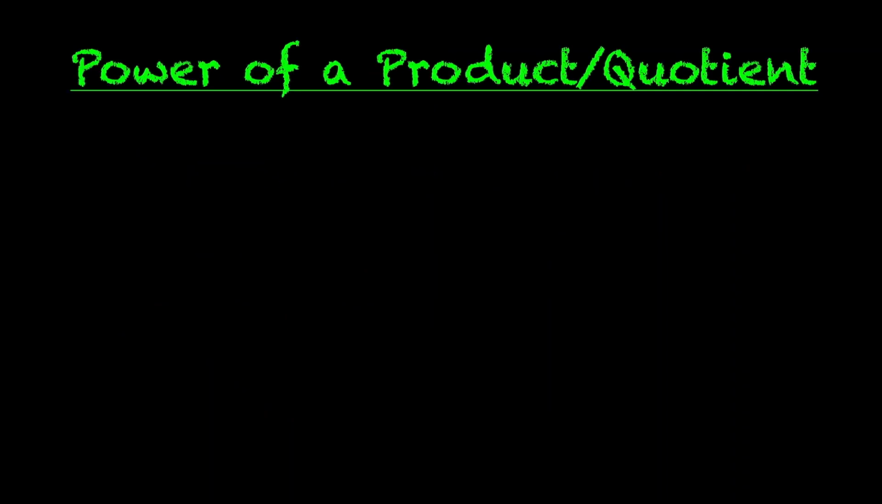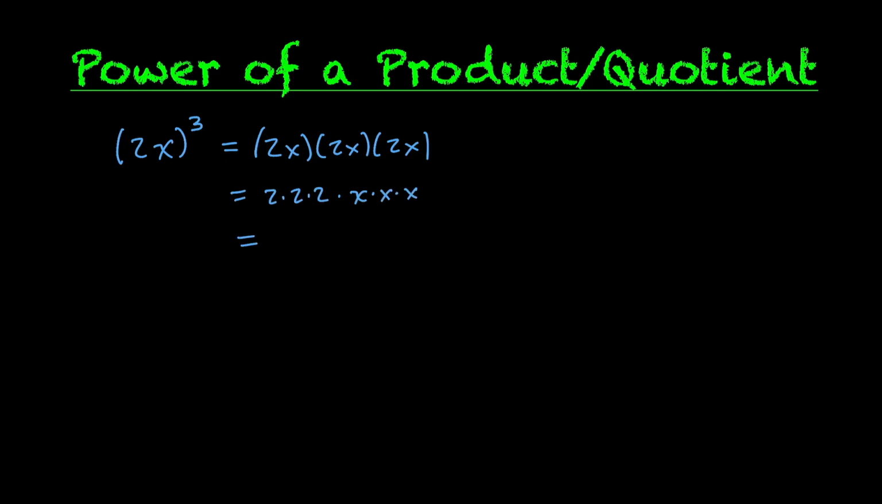So next, let's take a look at what happens when you have a product, let's say 2x raised to a power, so 2x to the third, for example. Well, again, our definition would say that this is 2x times 2x times 2x. And then because we can multiply in any order that we want, we could rearrange this as 2 times 2 times 2 times x times x times x. And we'd end up with 2 to the third times x to the third. So this, of course, will work in general. Let's say we have a general product, x times y, and we raise it to a power, n.